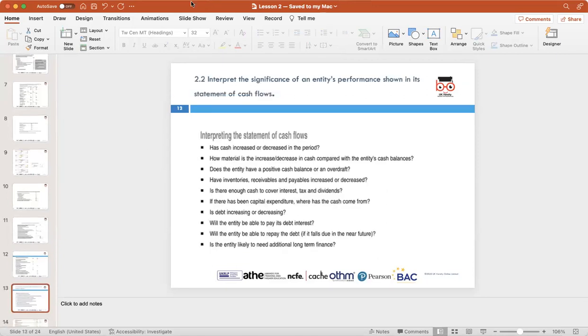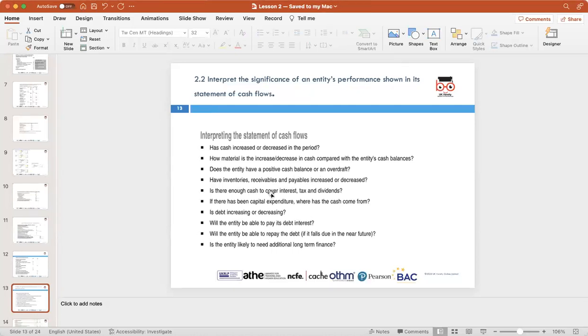So this is basically the format of a cash flow statement. So, interpret the cash flow. Has cash increased or decreased in the period? How material is the increase or decrease in the cash compared with the entity's cash balances? Does the entity have a positive cash balance or an overdraft?